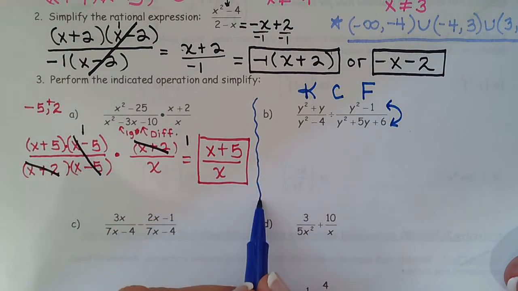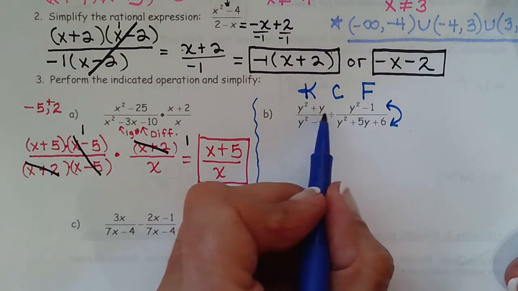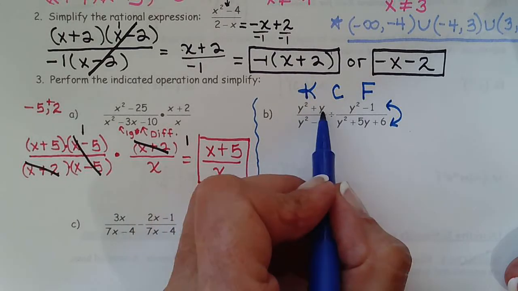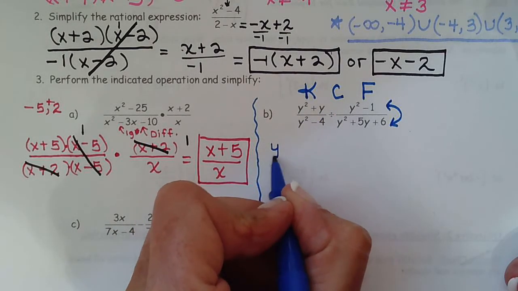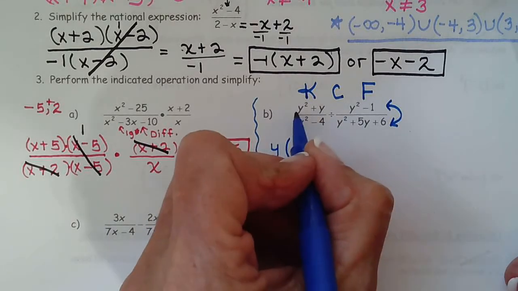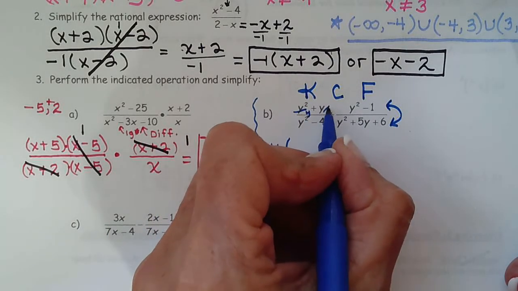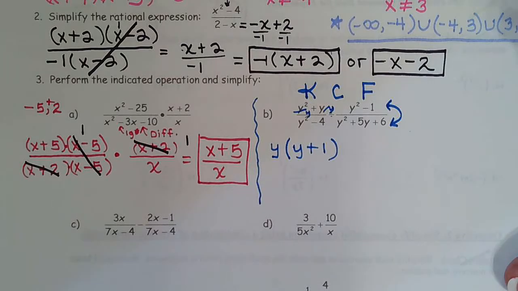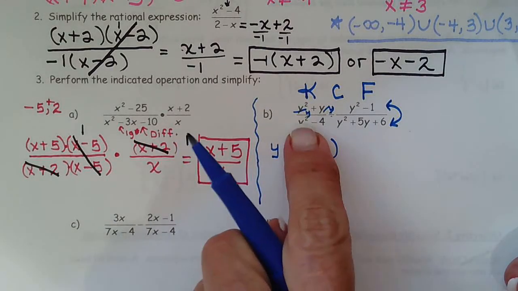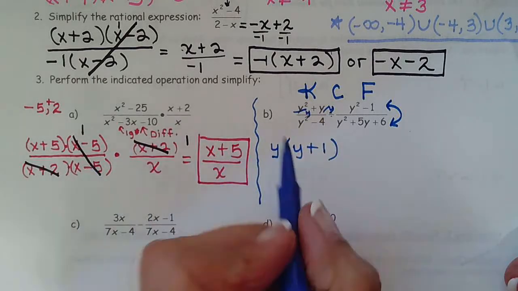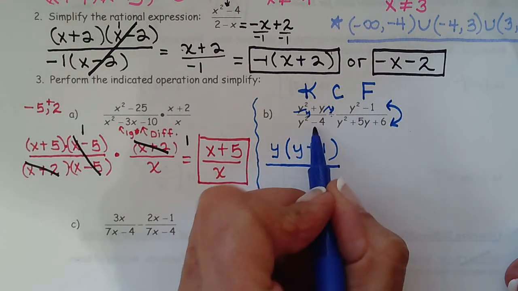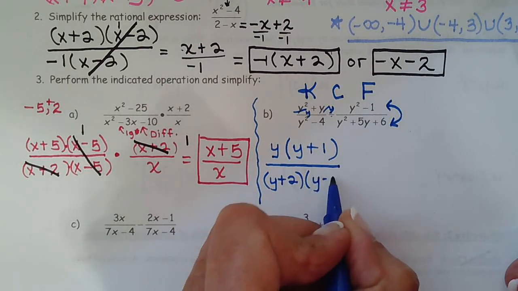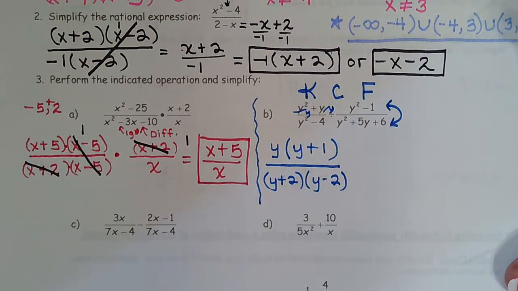So for B, we have two terms. So we're supposed to go down the list: GCF, squares, cubes. Is there a GCF? Yes. So if there's a GCF, you always do that first. So y is common. Take a y out of each term, and we're left with y plus 1. No GCF. Next thing we check is squares. Yep, difference of squares. So remember, the minus says add the square roots, then subtract the square roots. So y plus 2, y minus 2.